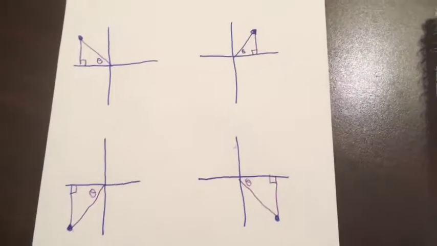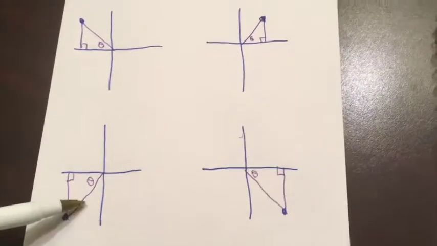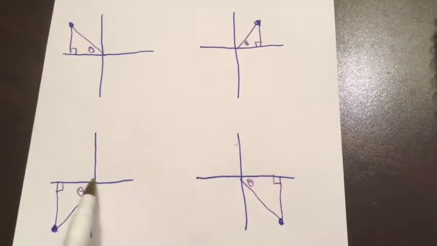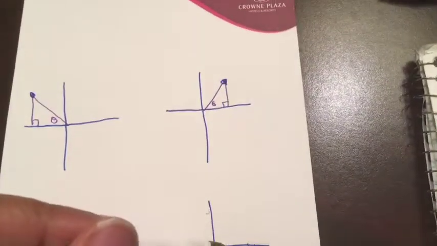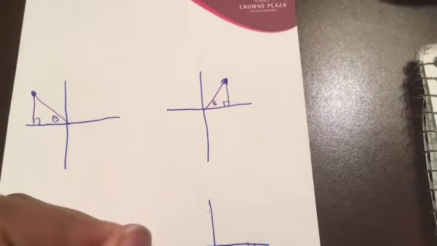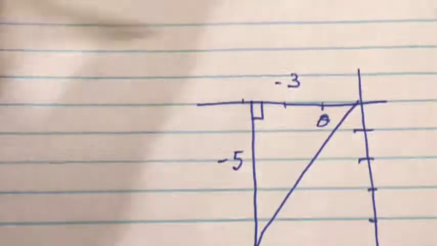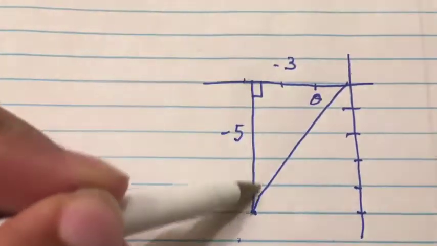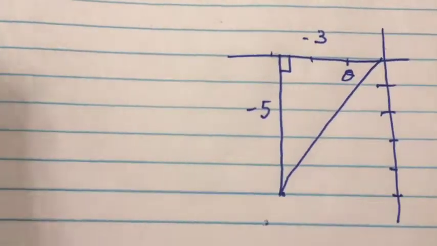So no matter which quadrant your point ends up in, you can draw a right triangle where one of the sides of the triangle is the x-axis, and the theta is the reference angle coming down from the x-axis. Alright, so now we're going to come back to our triangle, and we're going to label the pieces of our triangle. We had -3 for the x and -5 for the y. Now we can use the Pythagorean theorem to find the missing hypotenuse.